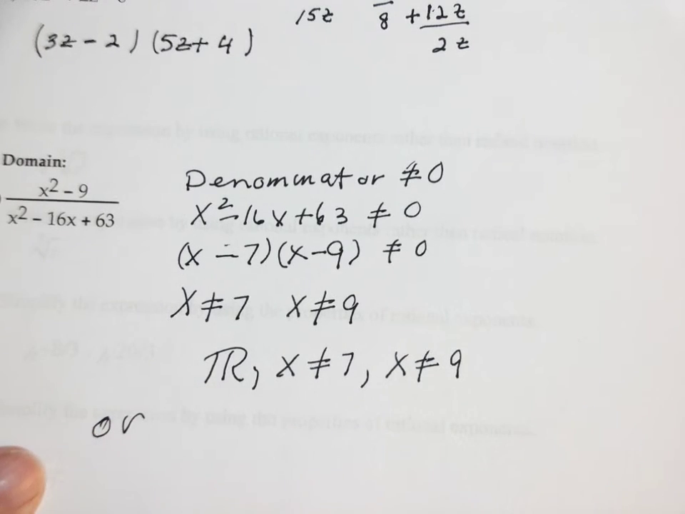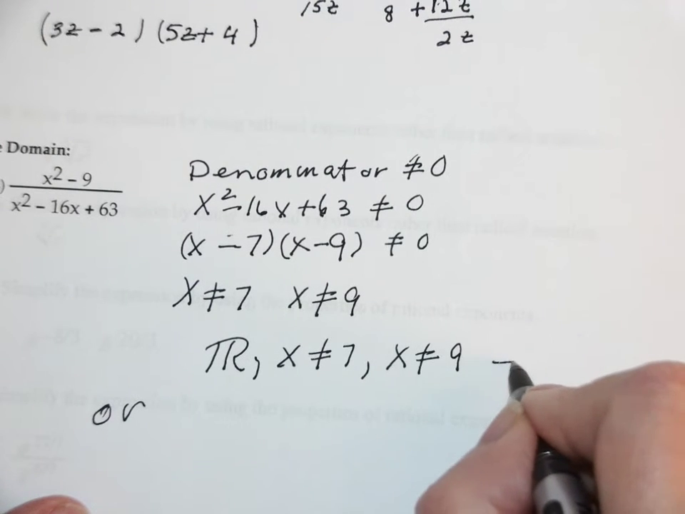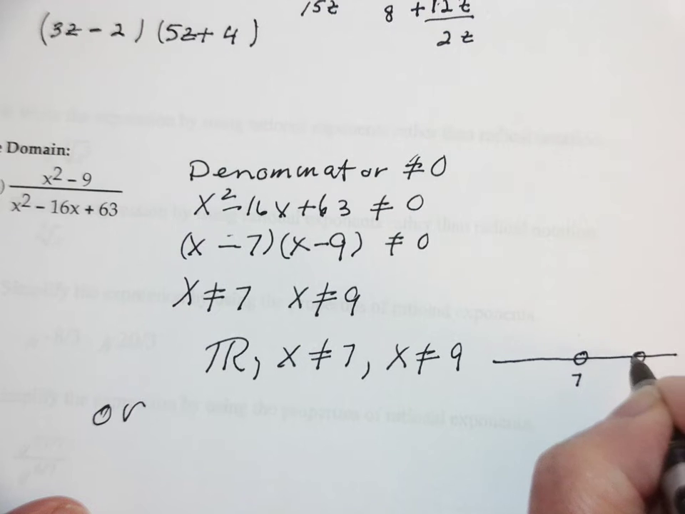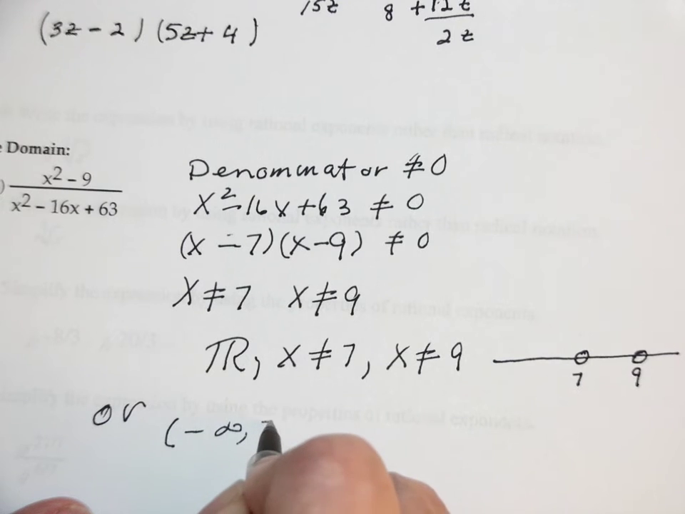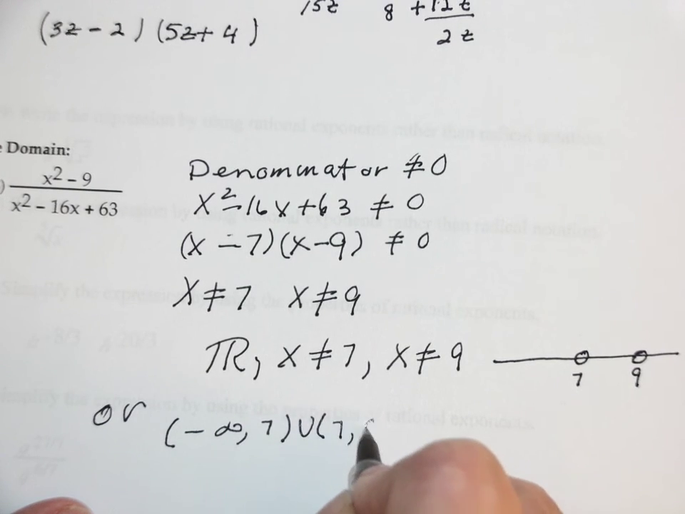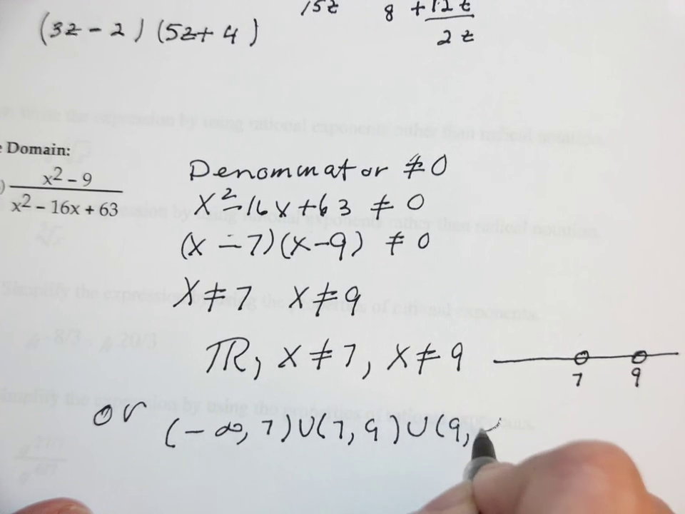Or if you like doing it in interval notation, if I look at the number line, I'm excluding 7 and I'm excluding 9, and I have everything except it, so it's going to be minus infinity to 7, jumps 7 to 9, jumps 9 to infinity.